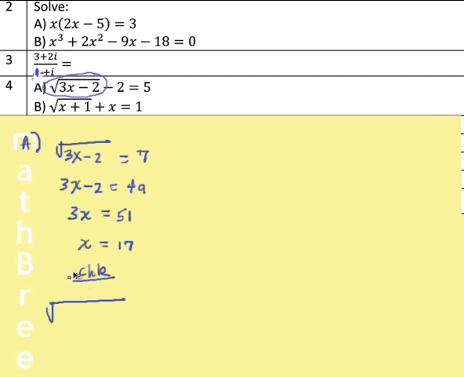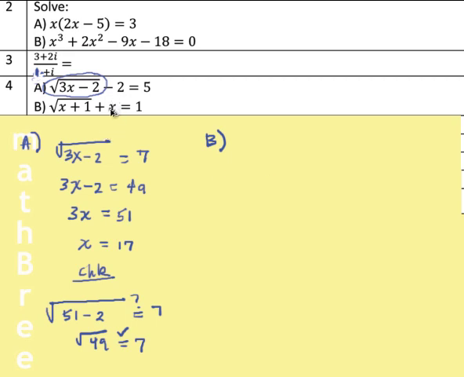Three times 17, we're substituting right into here. 3 times 17 is 51. And here we have square root 49 equals 7. So that's correct. Okay, let's look at B.